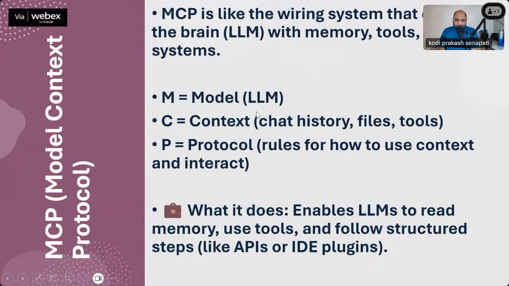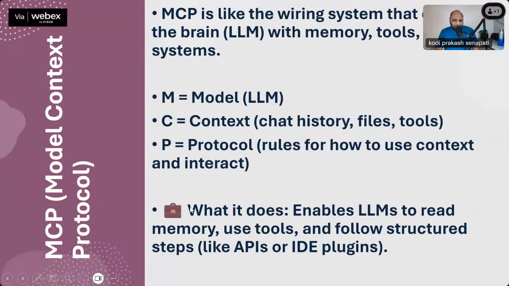Here M refers to model. Which model? LLMs. C is for context. What is meant by context? If you talk about action movies, only action movies will respond. And if you try to book flights, only flights will respond. So this is the specific meaning for the specific context. It could be anything like chat history, files, and tools. P refers to protocol. Protocol means rules for how to use context and interact. That means it is a wiring system of the LLM to the context.